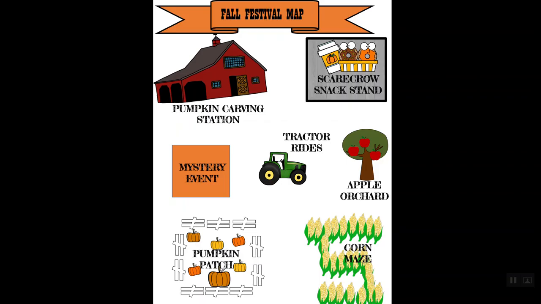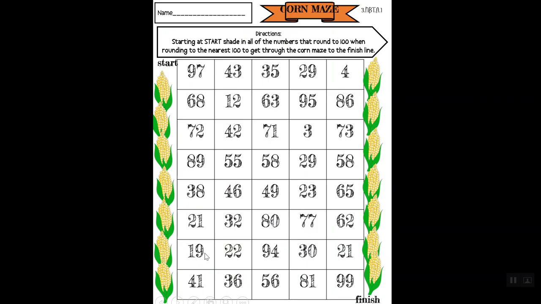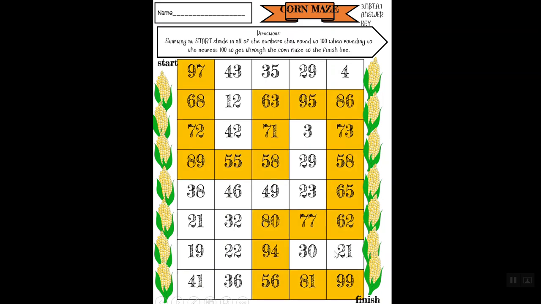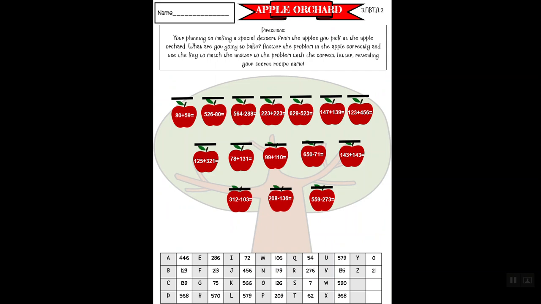The Google and Seesaw is going to have a festival map where the kids can click on the individual place to go to, and then it will take them to the activities. First one is about rounding. They're trying to find the way to round to 100 to get through the maze from the start to the finish. Answer key provided.